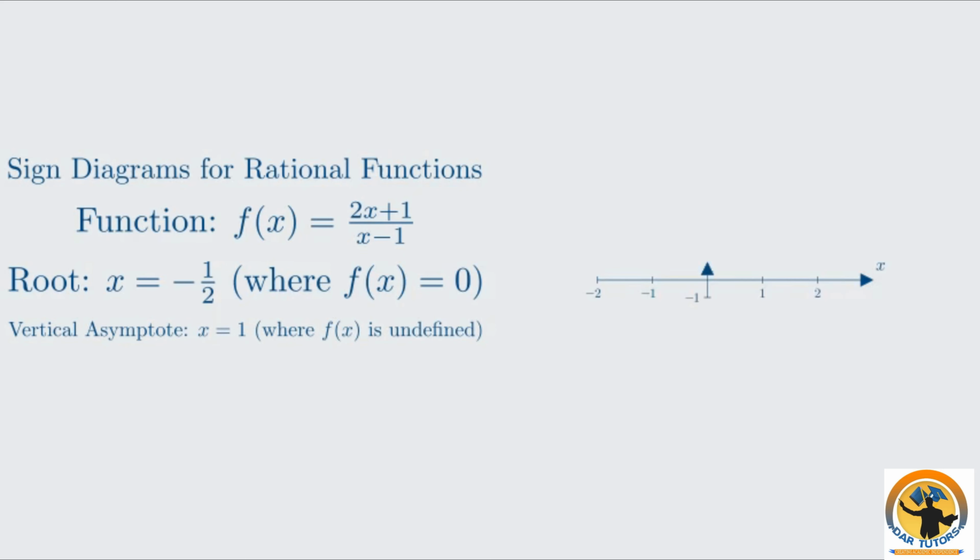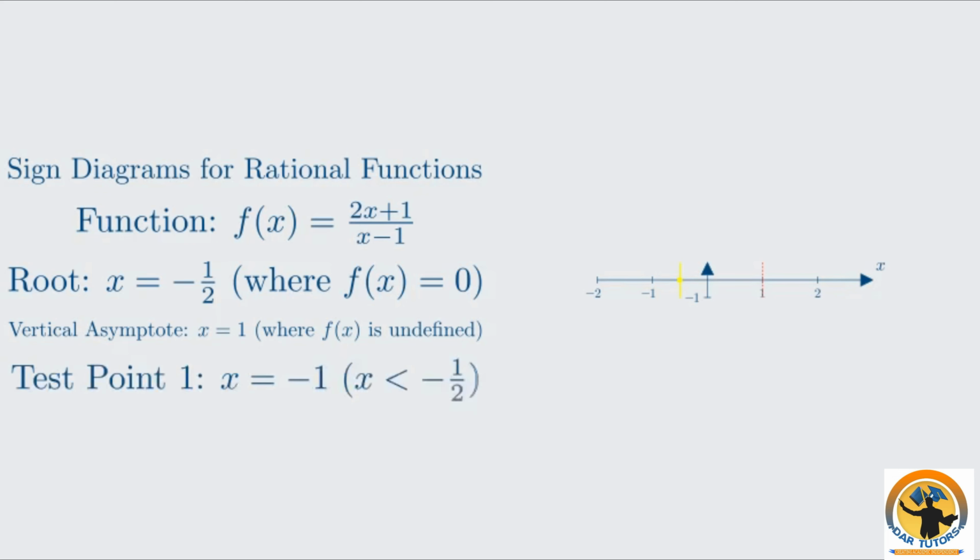We start by drawing a number line and marking these two critical points. At the root x equals negative 1/2, the function's value is 0. We often represent this with a solid line. At the asymptote x equals 1, the function is undefined. We represent this with a dashed line. These two points divide our number line into 3 regions. To determine the sign of the function in each region, we pick a test point.